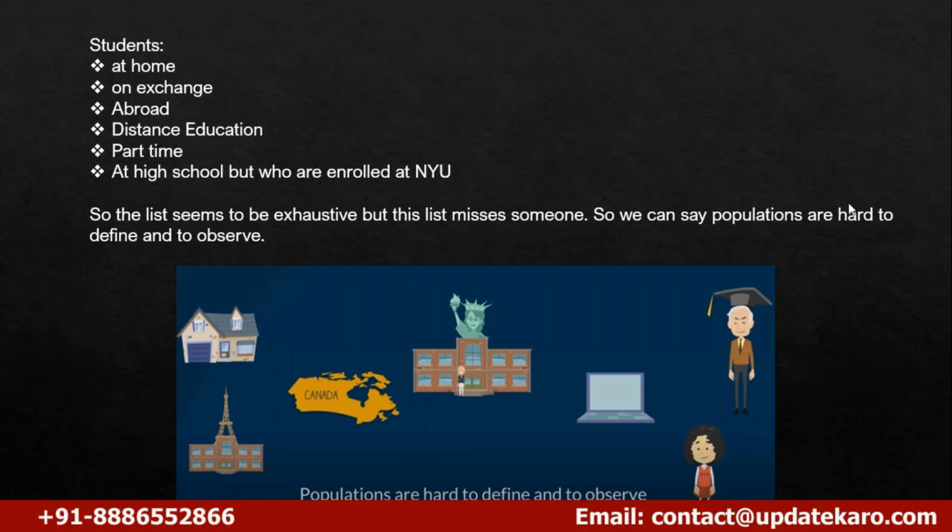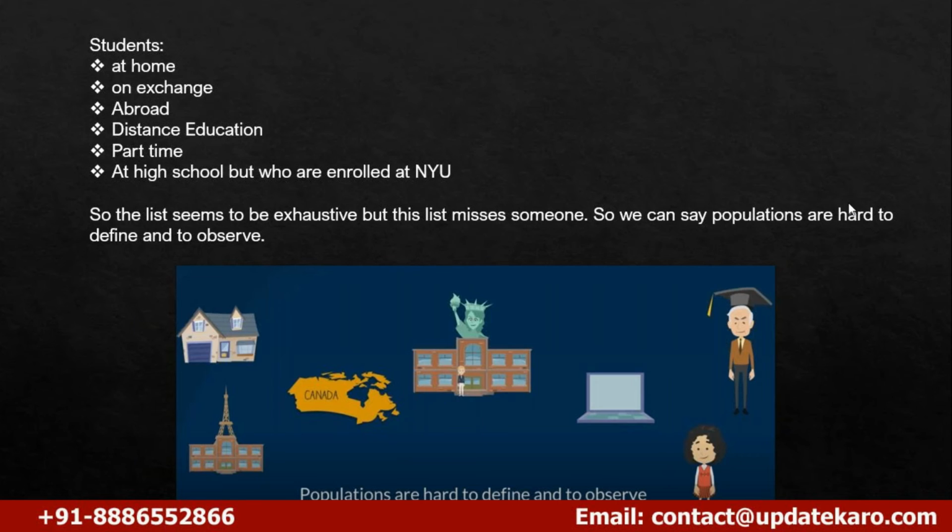So how do you do that? That is the reason we are saying that. The list seems to be exhaustive, but the list misses someone. Someone has died and gone away. We cannot go and ask them. They are sitting somewhere in heaven or hell. I don't know where they are sitting.